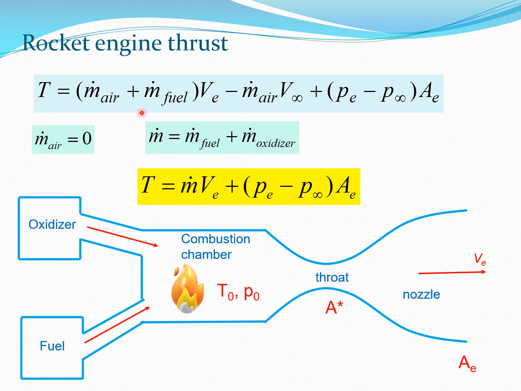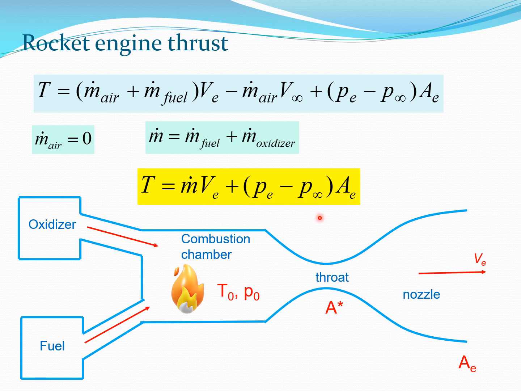So how do we do that? We start with the thrust equation for the jet, and we set m dot air equal to 0, so this term immediately goes. And then we also know that the m dot which is going out of the system, that is not m dot air plus m dot fuel, but it is now m dot fuel plus m dot oxidizer. So these two places are there, these two tanks, and from here the oxidizer and the fuel is coming, and these correspond to this particular m dot value. So if we make the substitution, the equation becomes much simpler. So we get the rocket engine thrust as T = m dot VE + (PE - P infinity) AE. That's a small term here.